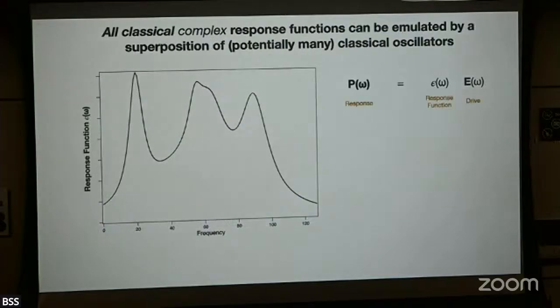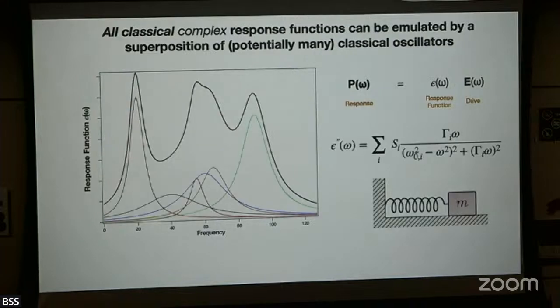Good. I've talked about response functions, right? All classical complex response functions can be emulated by a superposition of potentially many classical oscillators. So it doesn't matter how complex a spectrum I have. You know this now, right? If I have some response function, it has some dissipative response, as we've discussed. I can always emulate that spectrum by some number of classical oscillators. Occam's razor would tell me that there may be other explanations for it, but nevertheless, I can emulate it. And then by Kramers-Kronig, if I've done a good emulation, I've also emulated the imaginary part, because the Kramers-Kronig relations are linear.